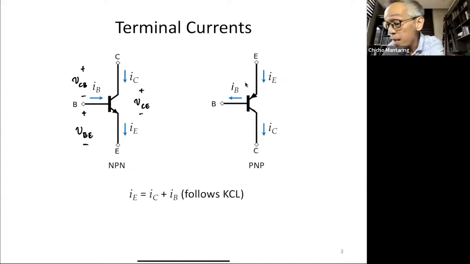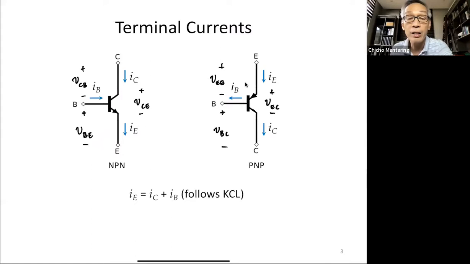On the other hand, for a PNP, we reverse the subscripts. If it is VBE in the NPN, it is VEB in the PNP. In the NPN, it is VCB; here it is going to be VBC. And in the NPN it is VCE; here it's going to be VEC. So that's how we normally describe the terminal voltages in your PNP and your NPN transistor.